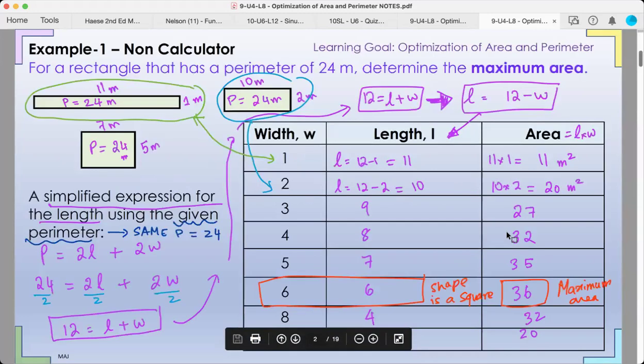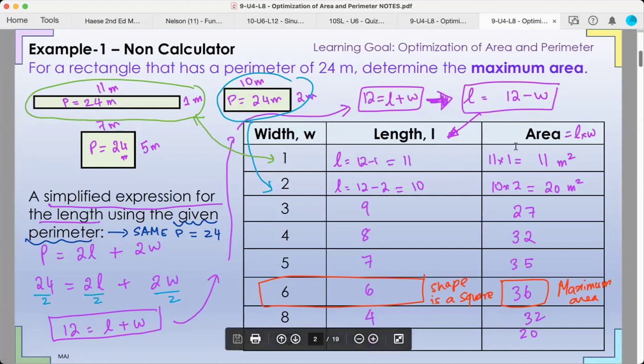Okay, so we started off with the very first example where a perimeter of 24 meters is given, and we're trying to maximize the area. So we constructed different rectangles of different sizes with the same perimeter. So 11 by 1, 10 by 2, 7 by 5, all have the same perimeter. And then we tried to write a simplified expression for the length using the given perimeter, right? So we wrote down L is equal to 12 take away W, all right?